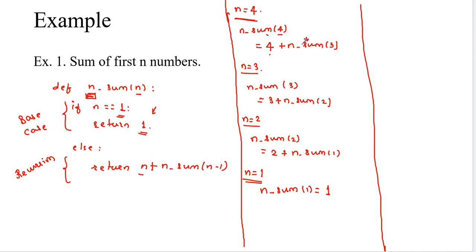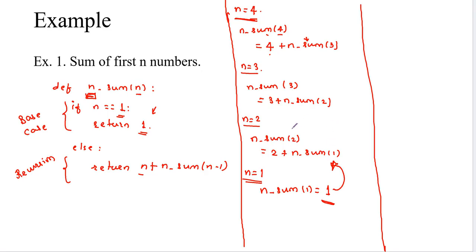So after 4 steps, because I have taken n equal to 4, I have decreased the problem from 4 to 1, and now at the 4th stage I got the answer 1. So go on doing back substitution everywhere. Now nSum of 1 is 1, so I am getting nSum of 2 as 2 plus 1.